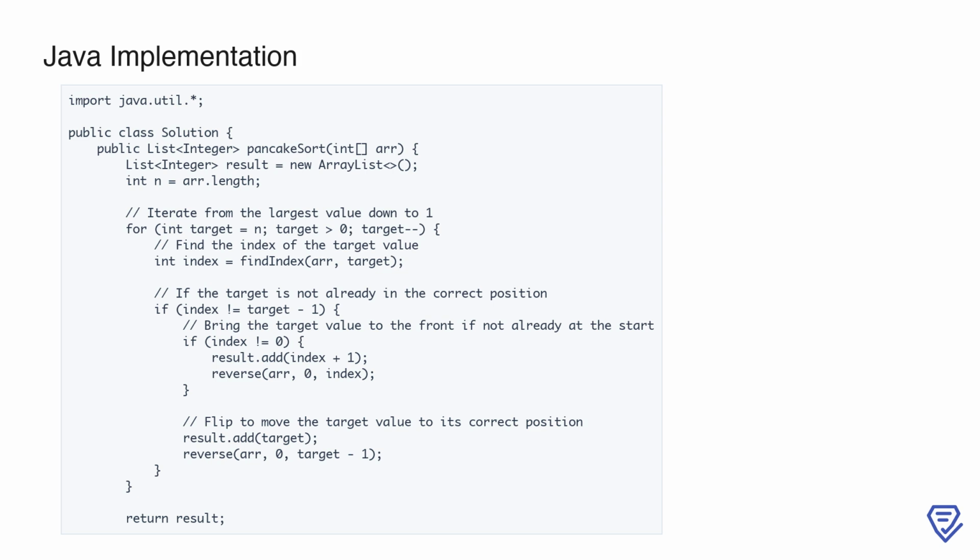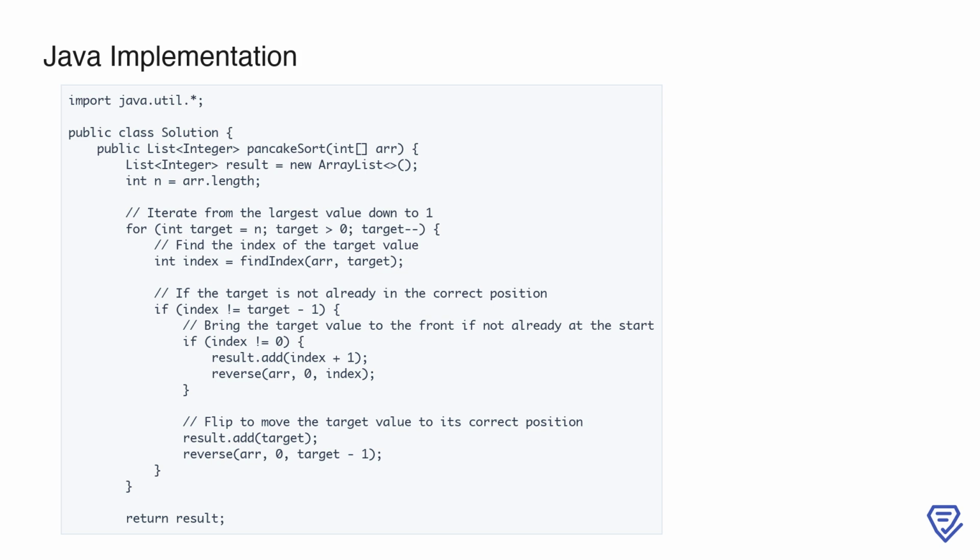Here, we start by defining the Pancake sort method, which takes an integer array as input and returns a list of integers representing the sequence of flips required to sort the array. We use an array list to store the result. The main logic involves iterating from the largest value in the array down to 1, aiming to place each value in its correct position. First, we find the index of the target value using the findIndex helper method.